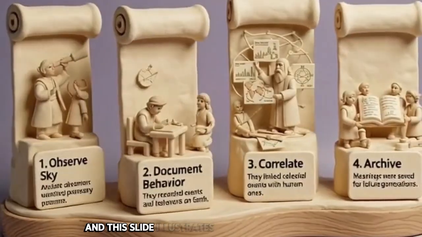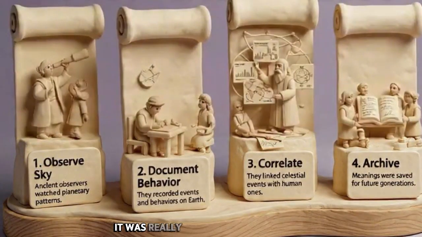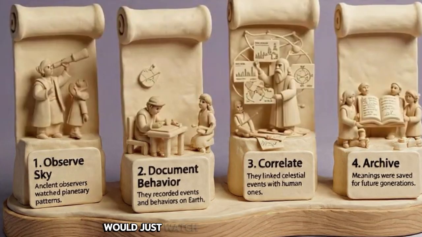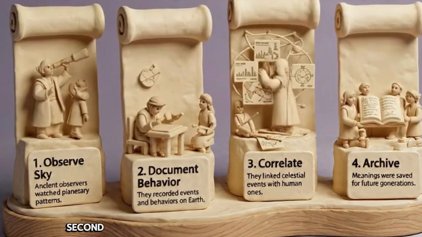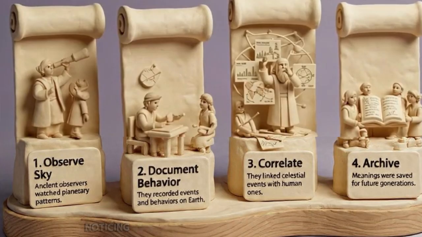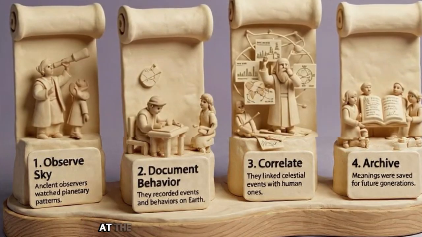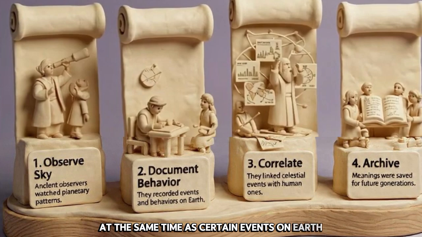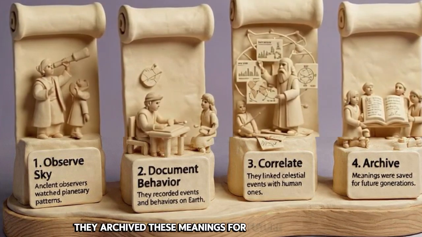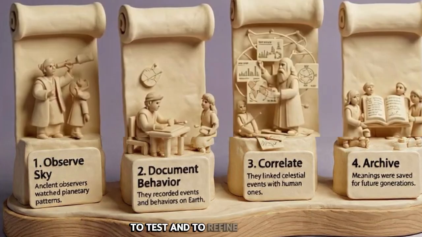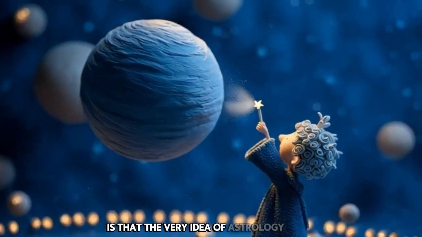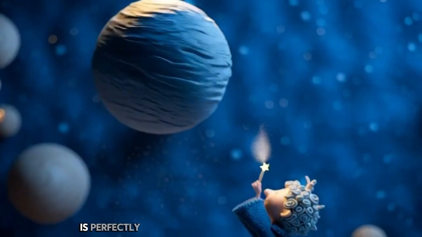And this slide illustrates that process perfectly. It was really a simple 4-step cycle. First, the ancient observers would just watch the patterns in the sky. Second, they document human behavior on the ground. Third, they would correlate the two, noticing when certain things in the sky happened at the same time as certain events on Earth. And finally, and this is the most important part, they archived these meanings for future generations to test and to refine.